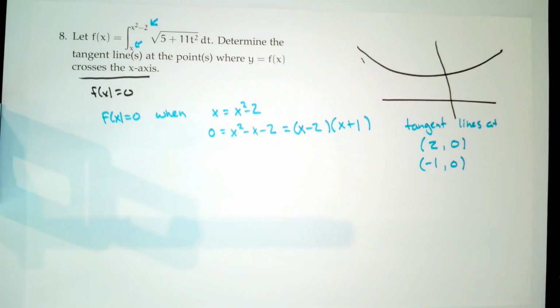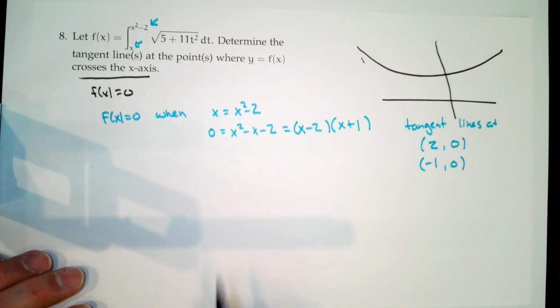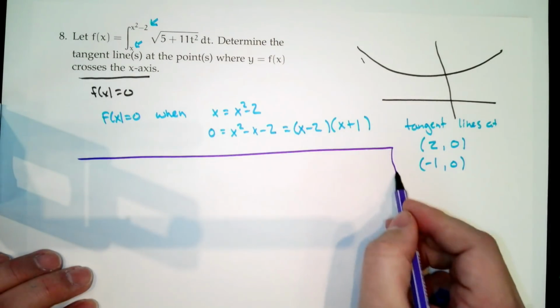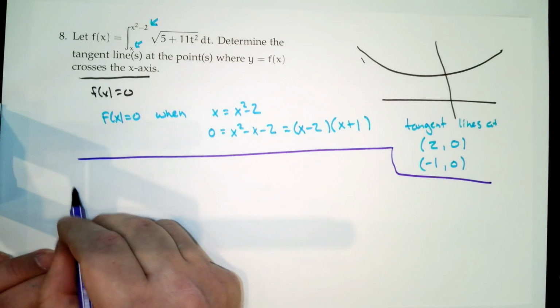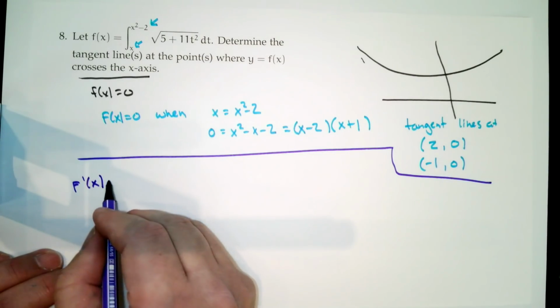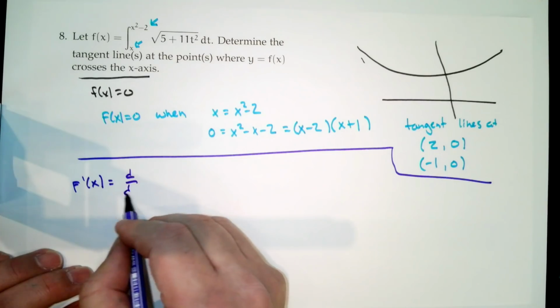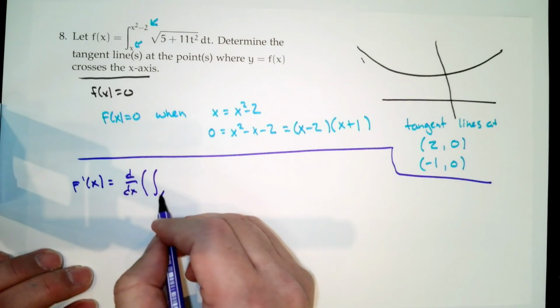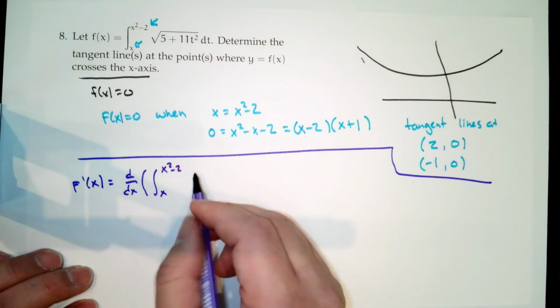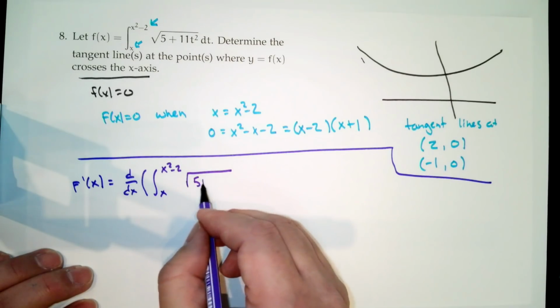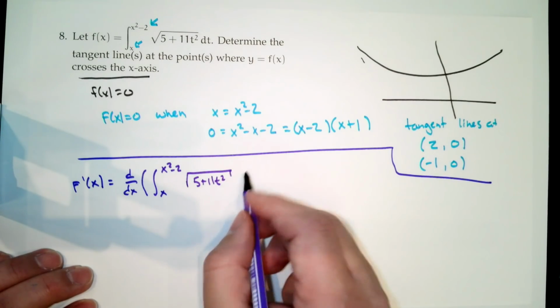What's next if I'm looking for tangent lines? Slopes. So, tangent lines, any line, but in particular tangent lines, need a slope and a point. We have the point, so we've got to find the slope. To find the slope, we're going to switch gears and talk about f prime of x. That's the derivative of the integral from x to x squared minus 2 of the square root of 5 plus 11 t squared dt.